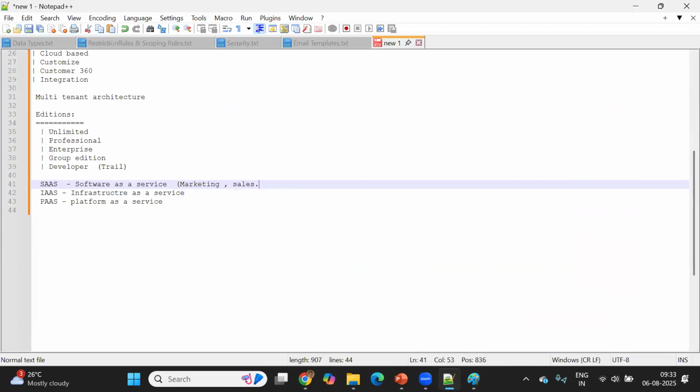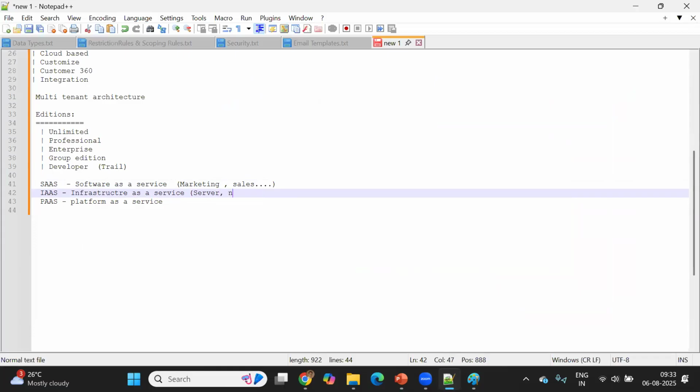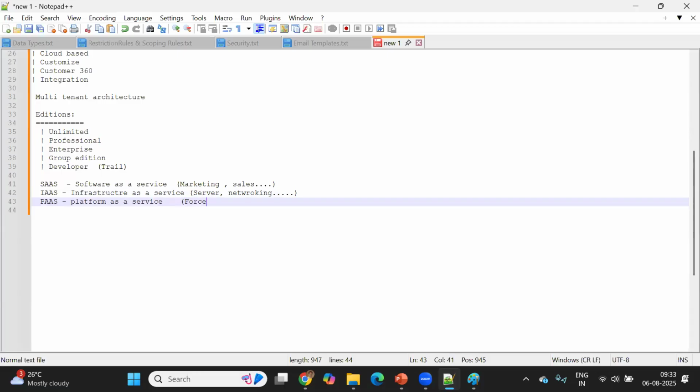Marketing, sales, and service. These are some of the applications provided by the system as software as a service. And coming to infrastructure as a service, it will take care of the servers. So you don't need to maintain the servers or networking and all. This, as infrastructure as a service, will be provided by Salesforce. And platform as a service, like force.com.